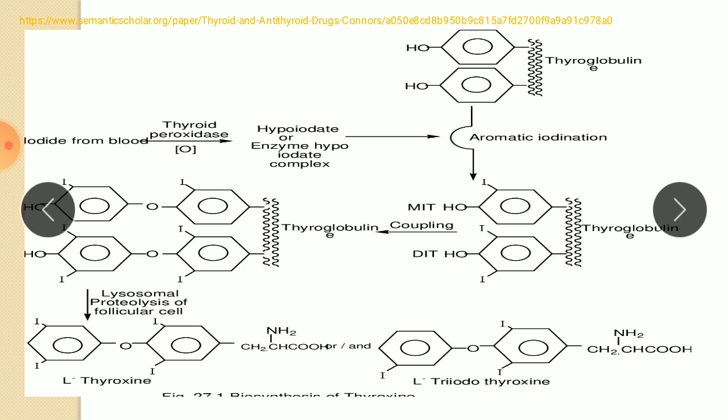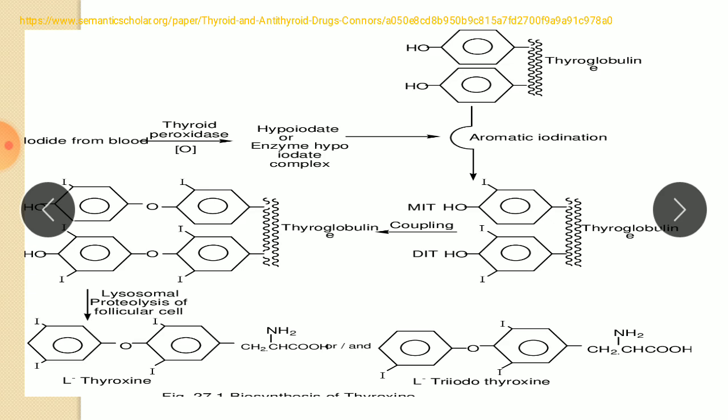The oxidation of iodide to its reactive species is accomplished by the thyroid peroxidase enzyme. It is a membrane-bound heme enzyme that utilizes hydrogen peroxide as an oxidant. Although DIT, that is diiodotyrosine, is a major product, some MIT peptides are also produced.